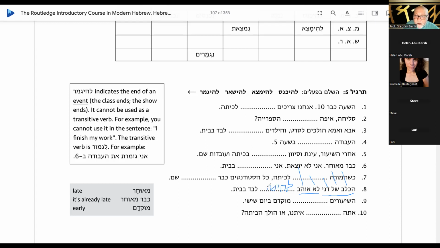And if I'm wrong, I'm wrong, but I think this is right. I'm about 90% sure this is right. So make that right. So Hakelev shel Dani, the dog belonging to Danny, lo ohev, does not like to stay or to remain, levad, alone, babayit, in the house. So let's look at number 8 and see what happens.